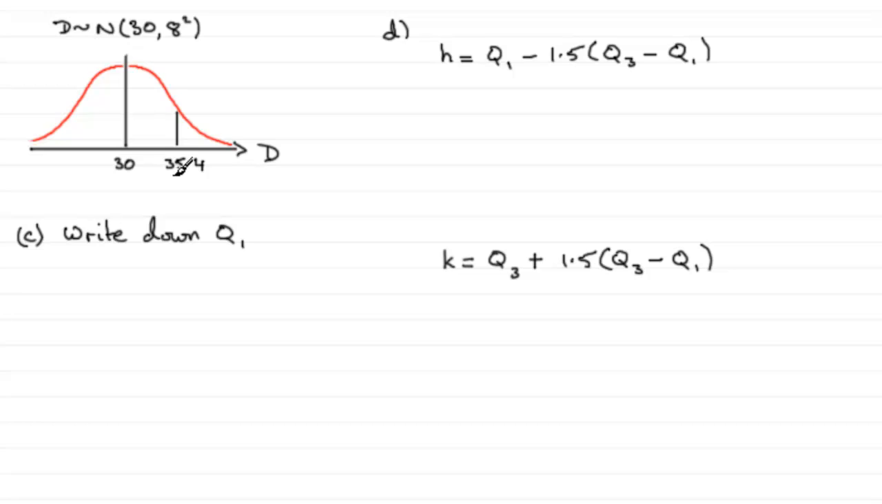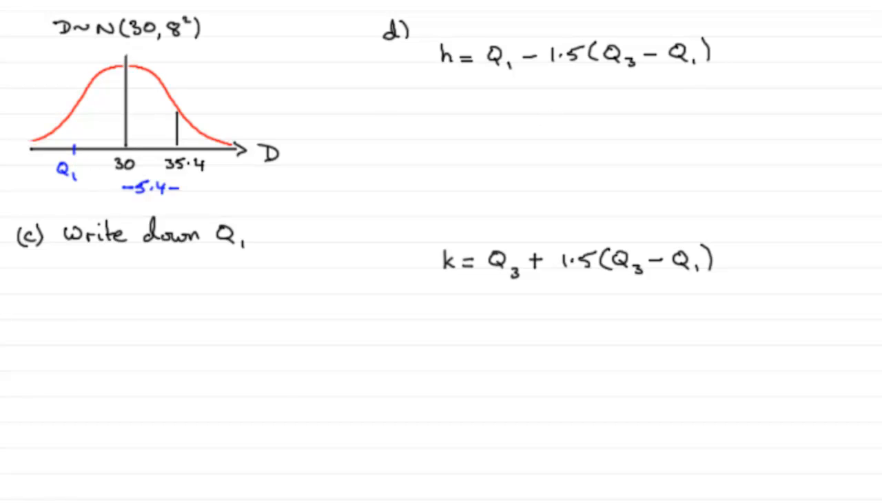So if we were to work out this width here, it's clearly going to be 35.4 minus 30, which is a width of 5.4 units. Let's just mark that in there, 5.4. So we've got to go 5.4 units back in this direction to get to Q1.